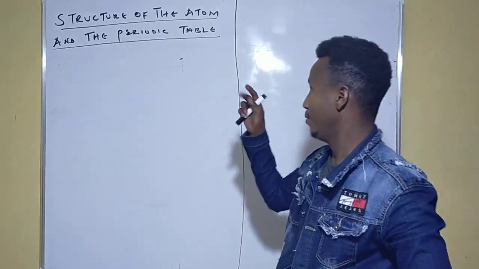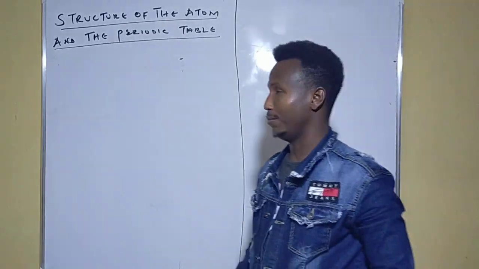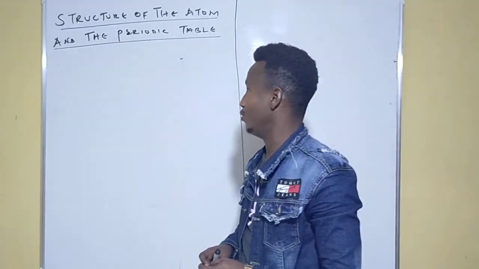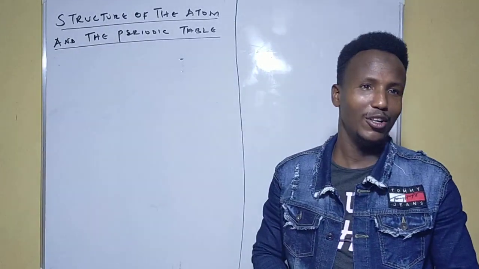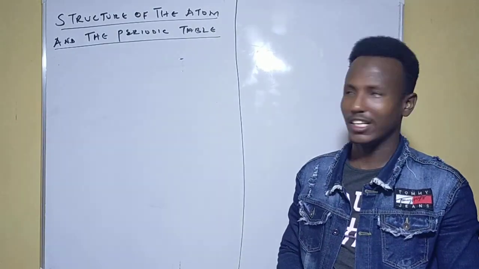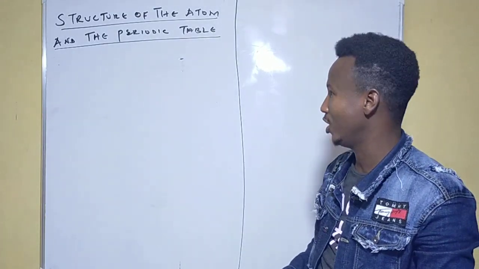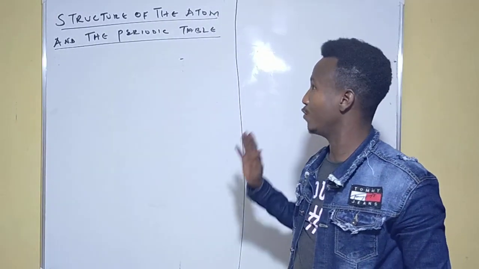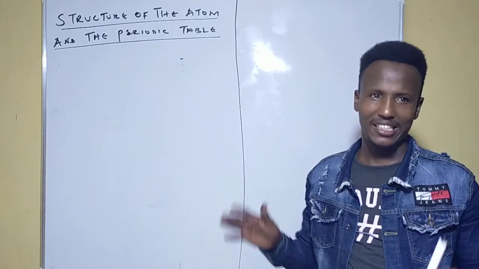Today's class will be structure of the atom and the periodic table. That is the first chapter of Form 2 chemistry, for your information guys. And it's known that this chapter is very examinable in the national exam, the KCAC examination. Our class of today basically will be the structure of the atom.